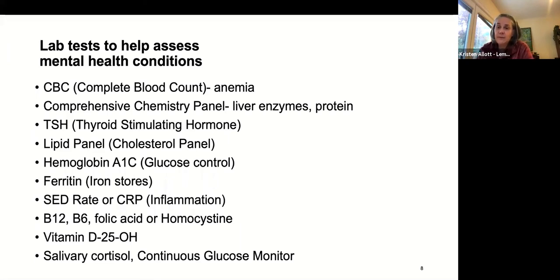So getting inflammation checked is important, as inflammation is a cause for depression, anxiety, and mental health issues. And of course, if you're depressed or anxious, you're more likely to use. And so getting a SED rate, or what's called C-reactive protein, CRP, is an inflammation marker.